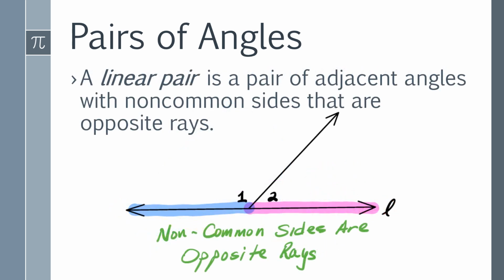Okay, a linear pair is a pair of adjacent angles with non-common sides that are opposite rays. Okay, so we would have this is a non-common side, and this is the non-common side. They're in different colors, and they are opposite rays. So angle 1 and angle 2 is what we would call a linear pair.